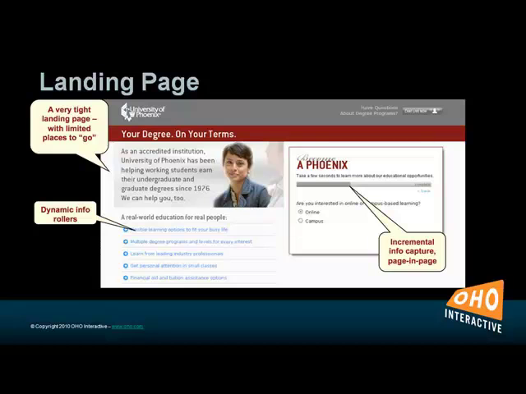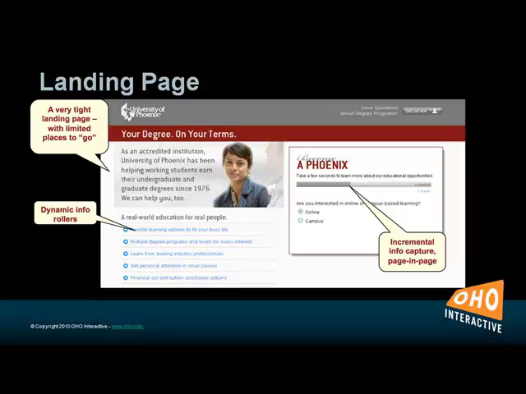Now, once you click through either your banner ad or through a search engine, where do we send people? As we see, the University of Phoenix right now is sending people to a very tight landing page with limited places to go. They've got dynamic rollovers to give a little more information, and you've got a step-by-step process on the right-hand side.